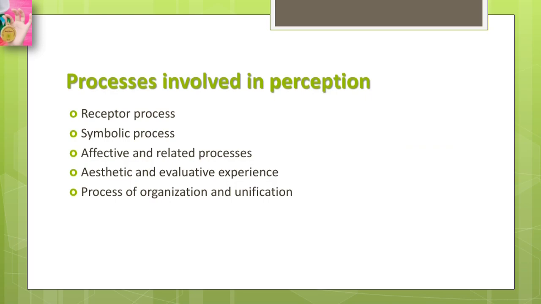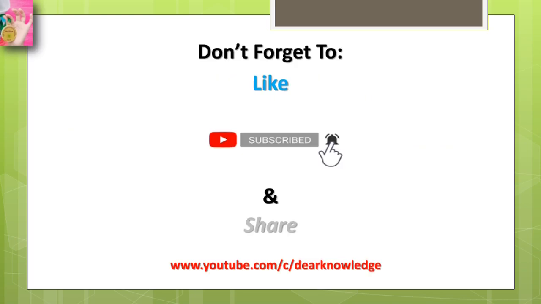So though perception is a complex process, its basic constituents are still sensation and past experiences. While talking about complexity of perception, Professor Boring states that perception is a joint venture of the sense organs and the nervous system. So this was the end of the video.